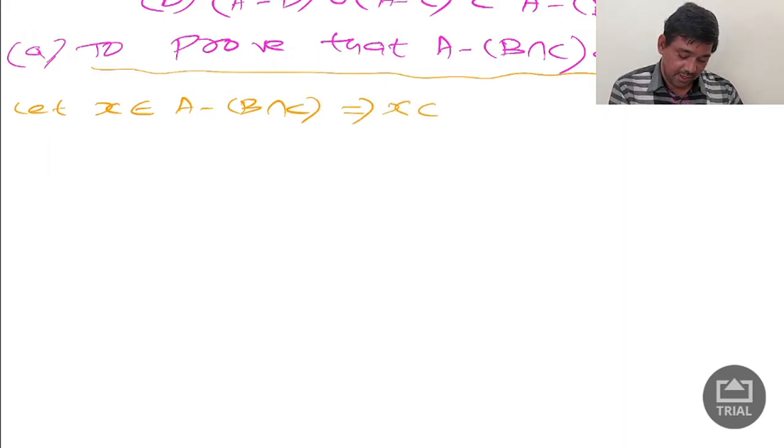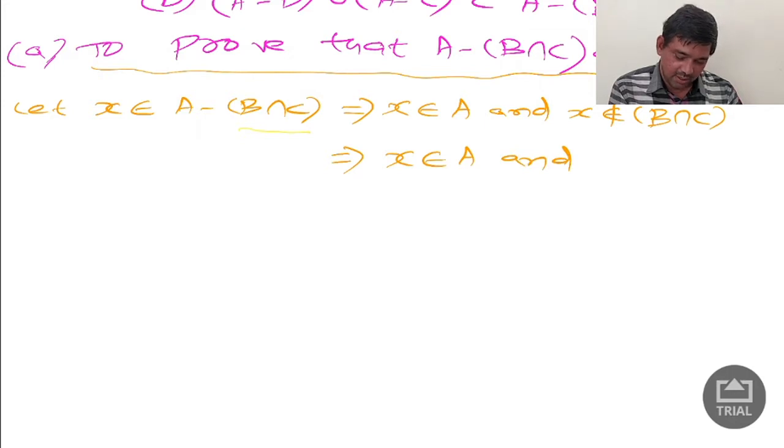Then x belongs to a. Please observe the meaning of this. This is like a minus b: x belongs to the first set, minus means and, x does not belong to the second set. So here x does not belong to b intersection c. From this we can write x belongs to a, and x does not belong to, inside here a bracket is there, no? So you have to put the bracket. Brackets are also very important here. So x does not belong to b intersection c means what?